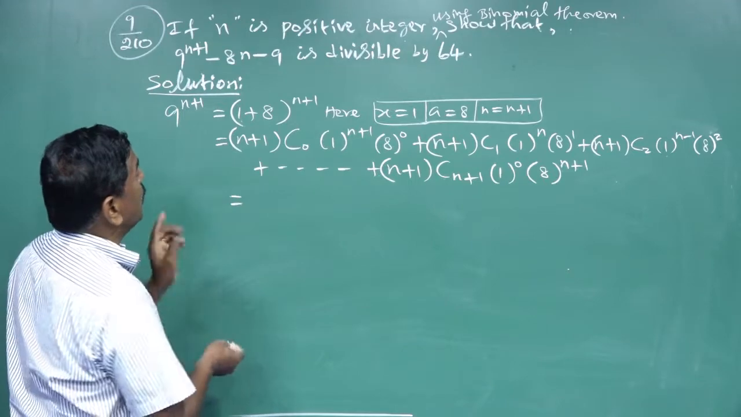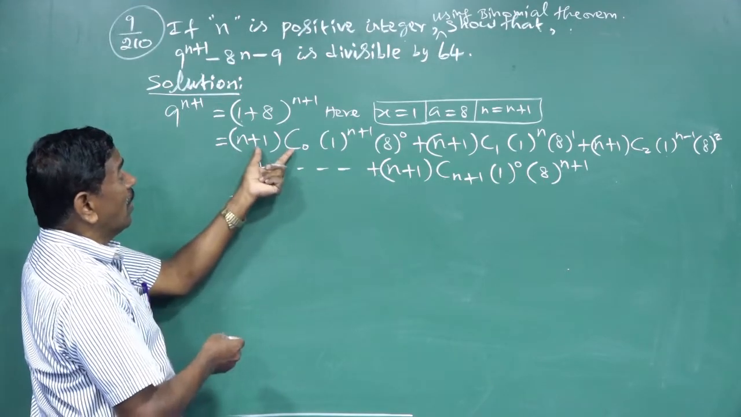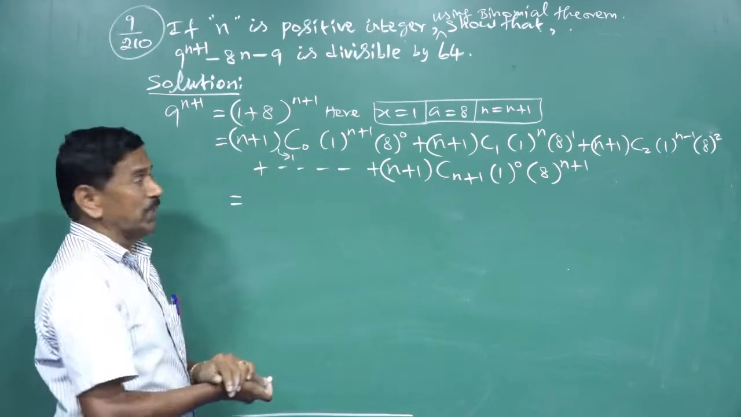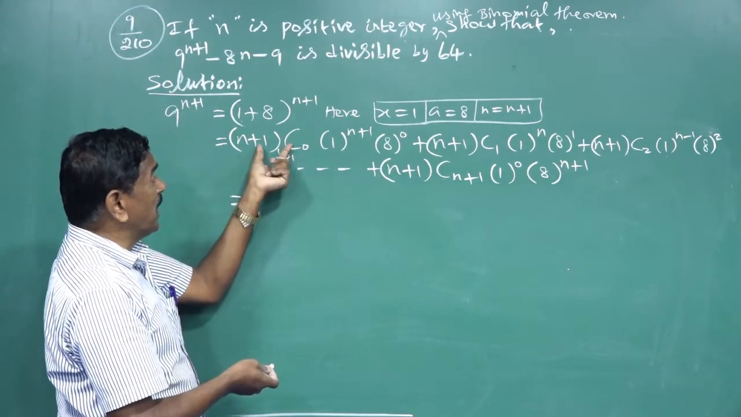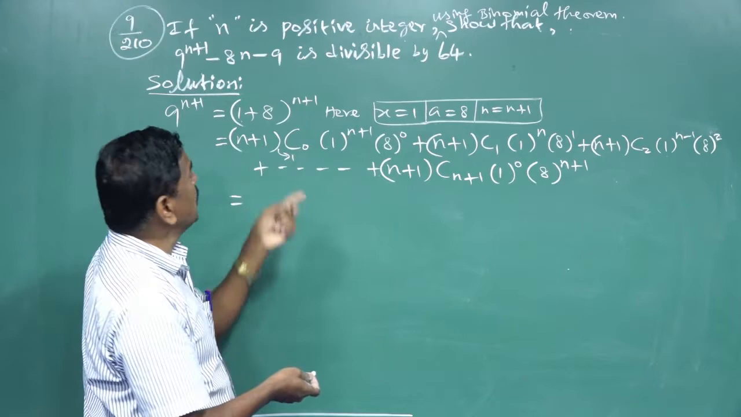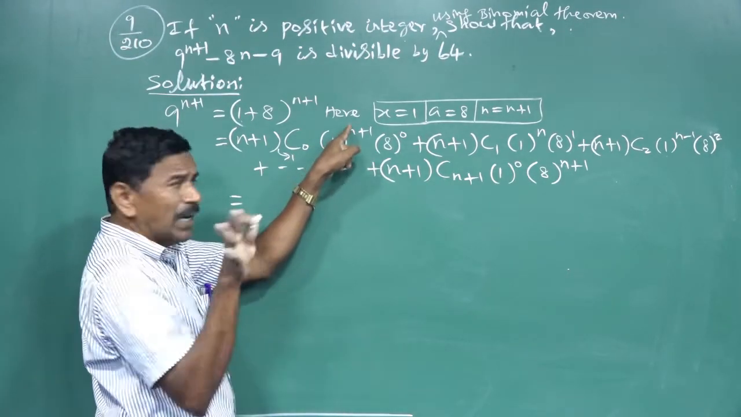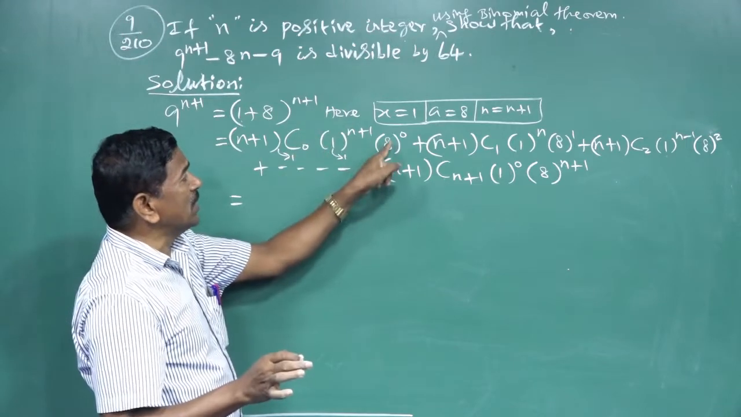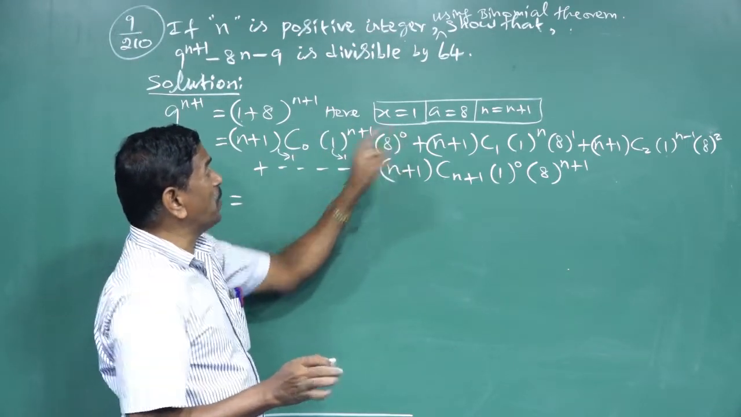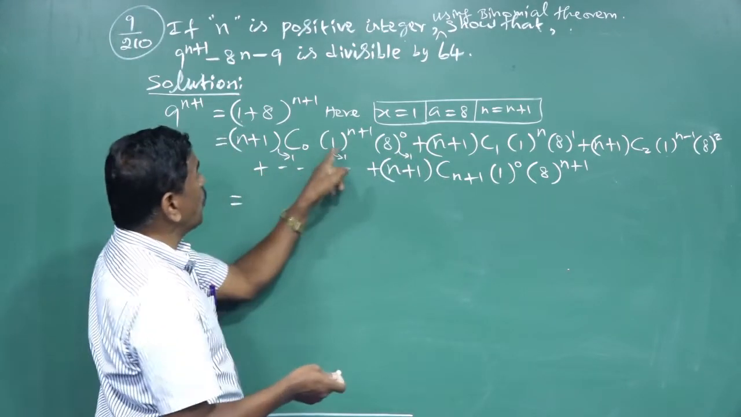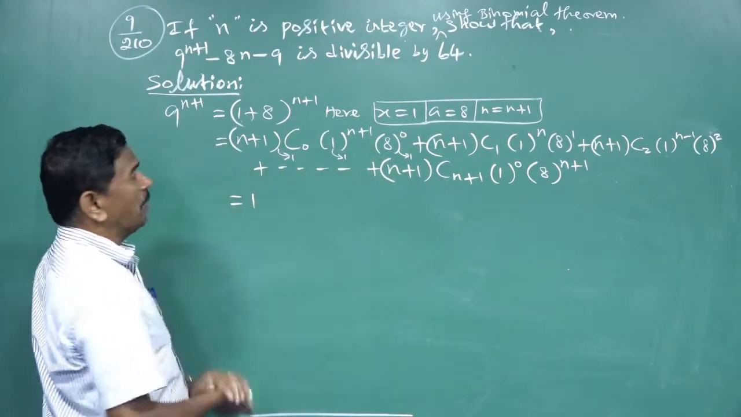Which is equal to, listen, nC0 tends to 1. It is of the form nC0 tends to 1. Next, 1 power anything tends to 1. Next, any number power 0, a power 0 tends to 1. So 1 into 1 into 1 is 1. First term is 1, over.